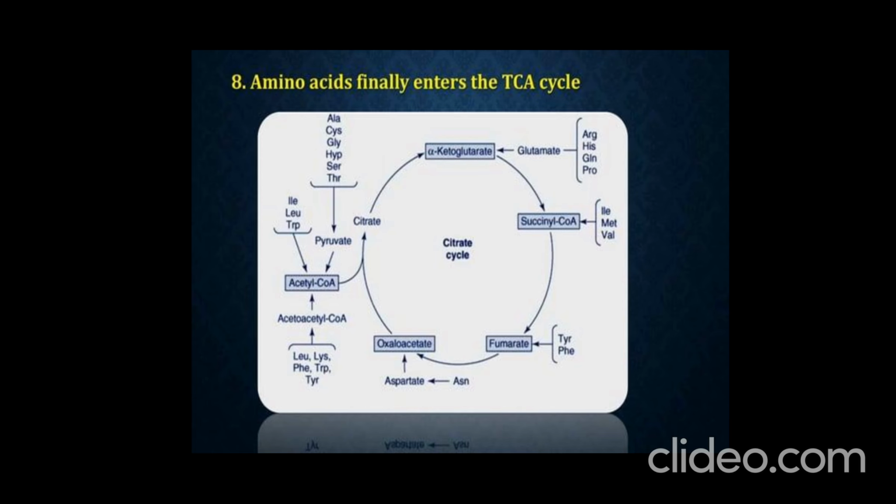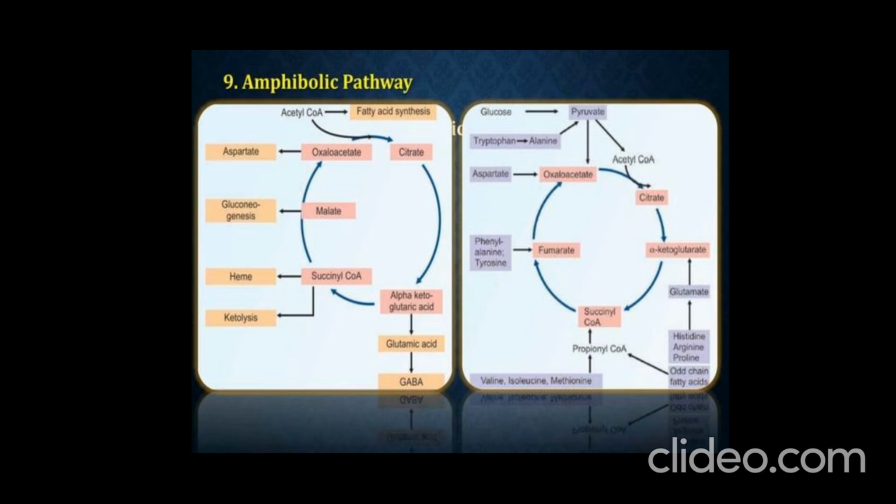Eighth one, amino acids finally enter the tricarboxylic acid cycle. Here, as in the first step and the introduction slides we have seen, it is an integration of many pathways. That's the meaning of that. And ninth one, amphibolic pathway. This means the cycle is both catabolic and anabolic, where more substances get broken down, and there is a joining or synthesis of more substances. That's why it is known as an amphibolic pathway.